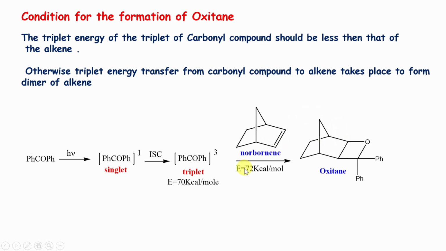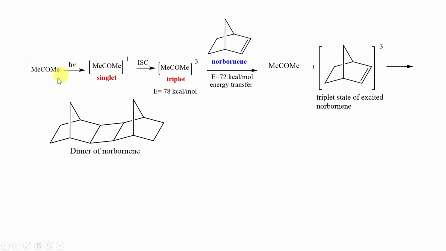Otherwise, if we take acetone instead of benzophenone, on irradiation its singlet is formed first, and through intersystem crossing its triplet is formed. Acetone triplet has a triplet energy of 78 kilocalories per mole, but the norbornene triplet energy is 72 kilocalories per mole, which is less than that of acetone. Hence energy transfer from acetone triplet to norbornene takes place, whereby acetone relaxes to the ground state while norbornene gets excited to its triplet. This norbornene triplet reacts with another norbornene, or dimerization takes place to form the dimer of norbornene.